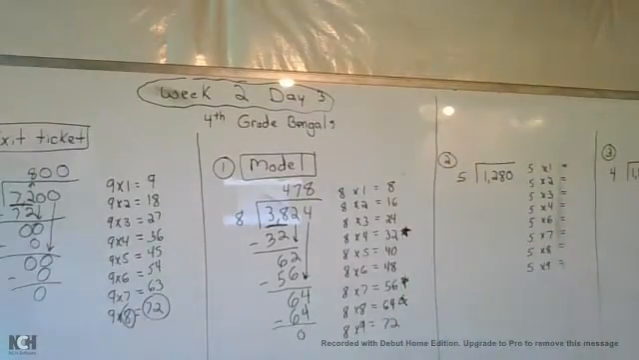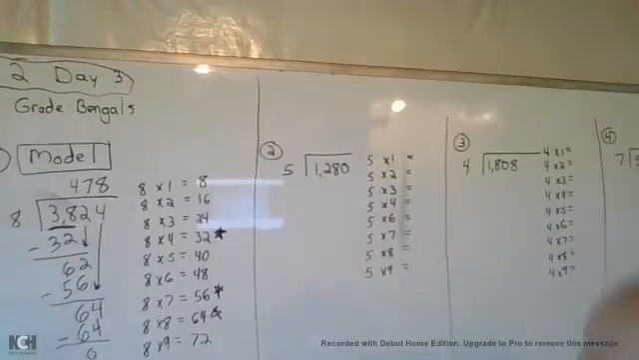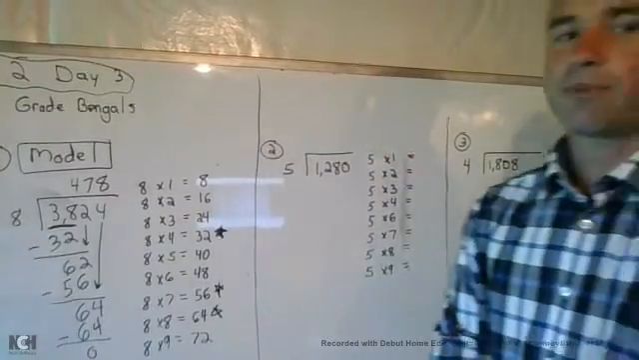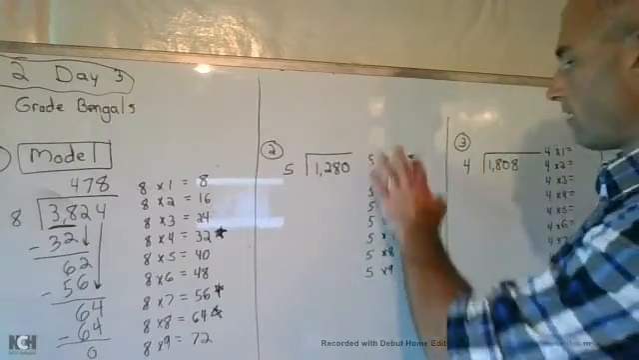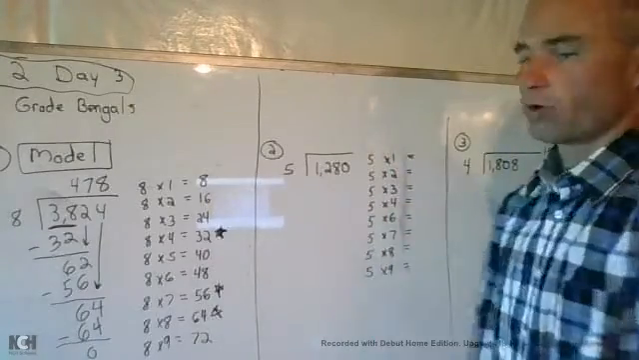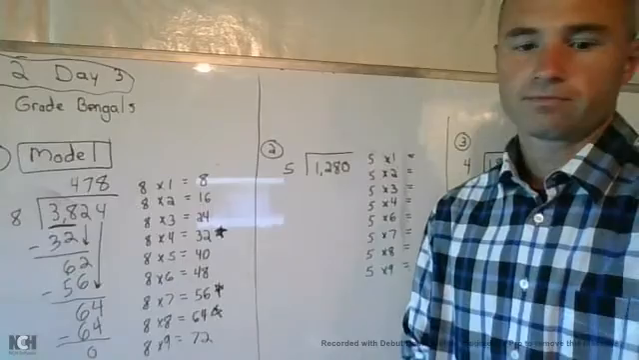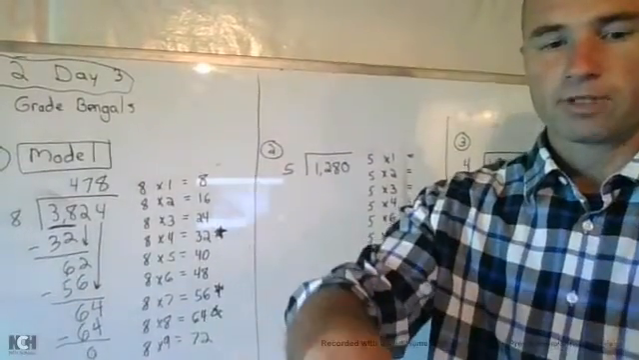Moving on to number 2. 1,280 divided by 5. Go ahead, write your 5 times tables and work it out and solve. Hit the pause button now, please.